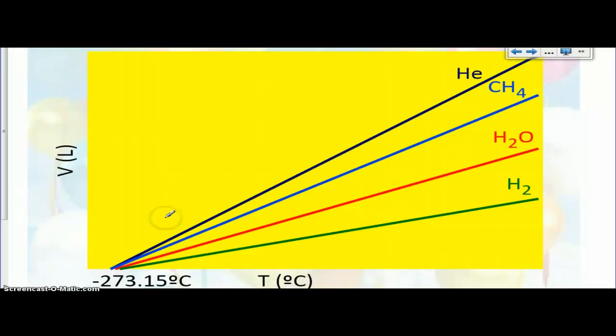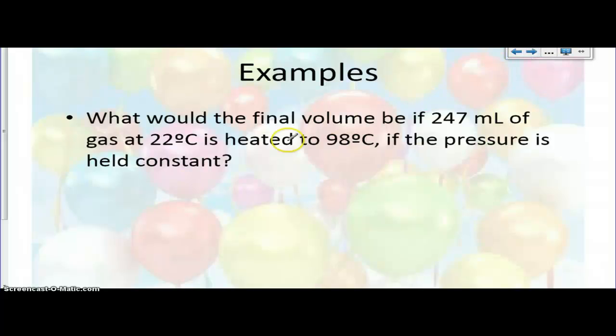All right, here is another graph. We have volume and temperature, and we see that it extrapolates back towards 0. Now 0 is negative 273.15 degrees Celsius, so 0 Kelvin. And you see that the two that are closest to that are He and CH4. And then H2O and H2 have a little bit harder time getting there. So we'll talk more about why those deviate from ideal behavior later.